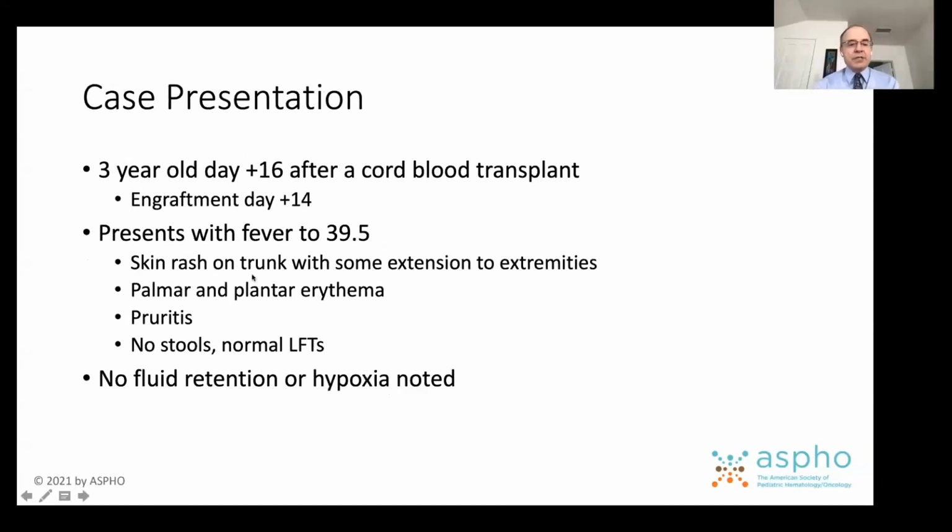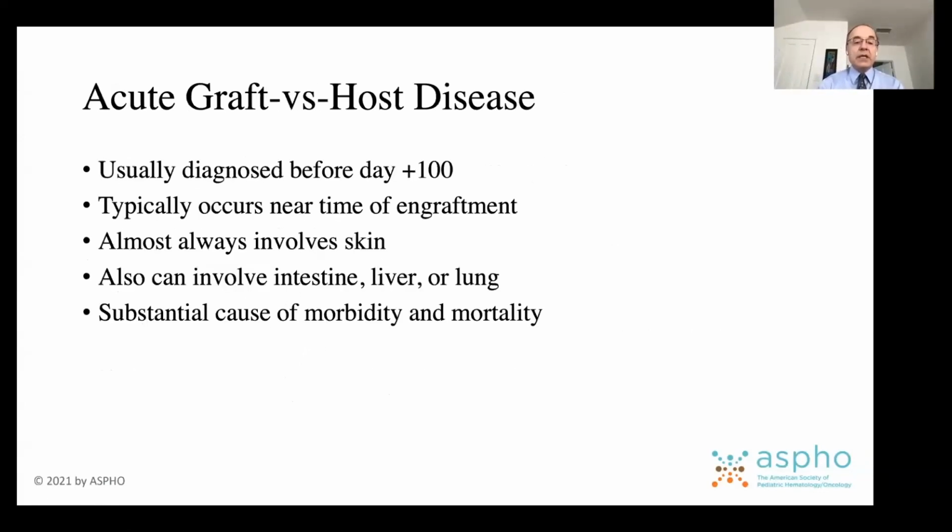Now, let me give you a case presentation about this. You have a 3-year-old who's day plus 16 after a cord blood transplant, just barely engrafted, with a fever to 39.5, skin rash on his trunk, palmar and plantar erythema, pruritus, no stools, normal LFTs, no fluid retention or hypoxia. What do you think this is? Could be, and most likely is, acute graft versus host disease.